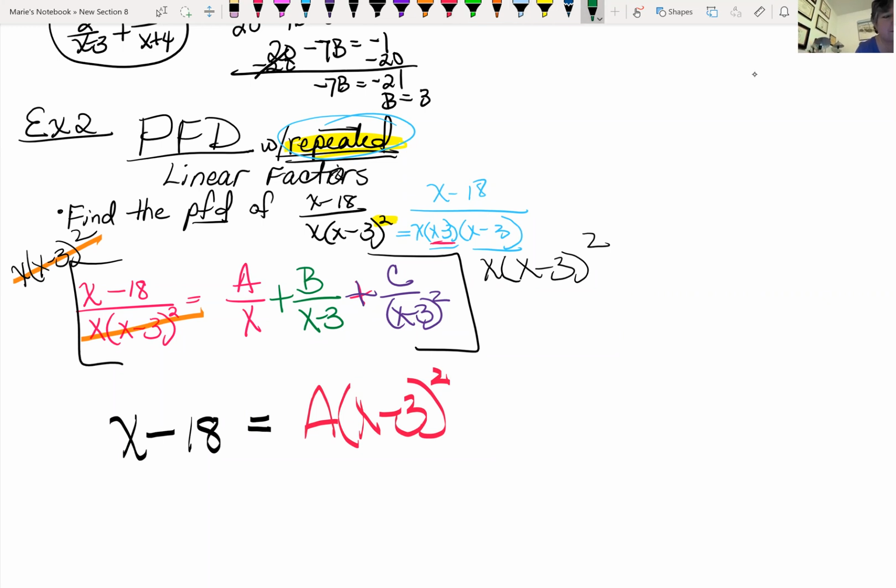Follow the color code if it helps. On this side, you're left with b times x minus 3 squared. And the last term is your c term, plus cx.